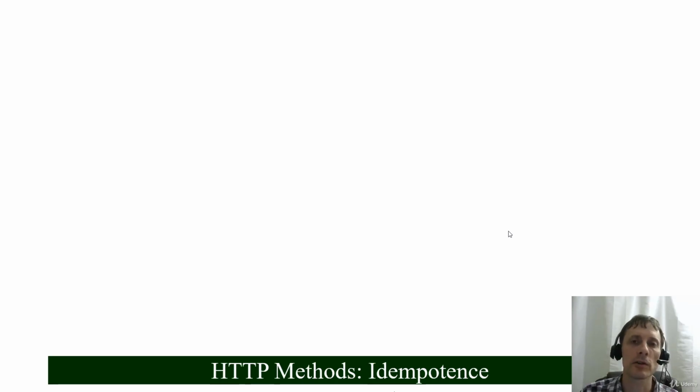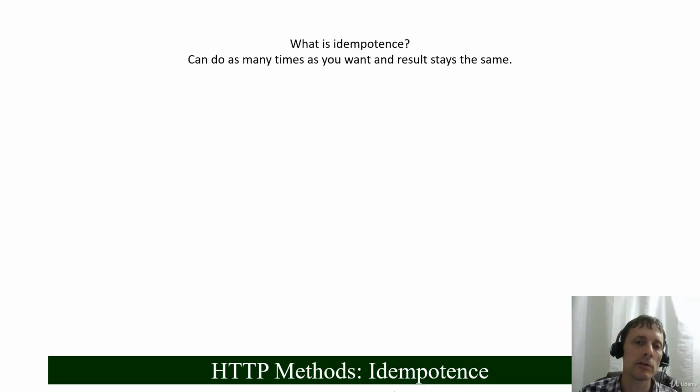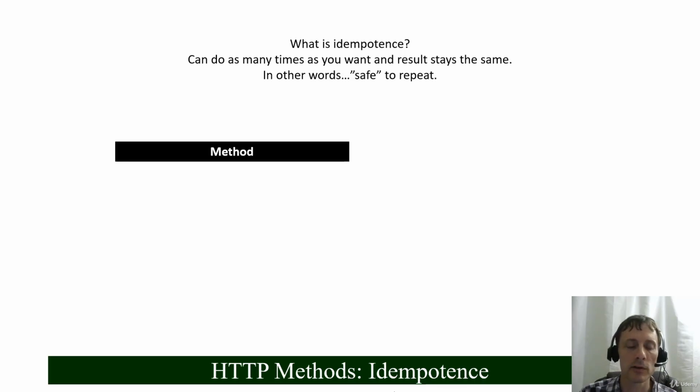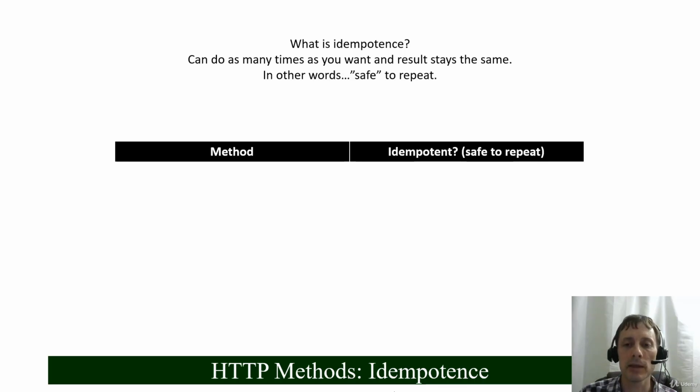Before finishing with start line, there's an important concept I'd like to bring up, and that's the concept of idempotence. What is idempotence? It means you can repeat something as many times as you want, and the results will stay the same. That is, you can repeat it over and over and over again and be safe. What does this have to do with APIs? It has to do with the method in the start line. So let's look at the method and ask whether or not it's safe to repeat over and over again.